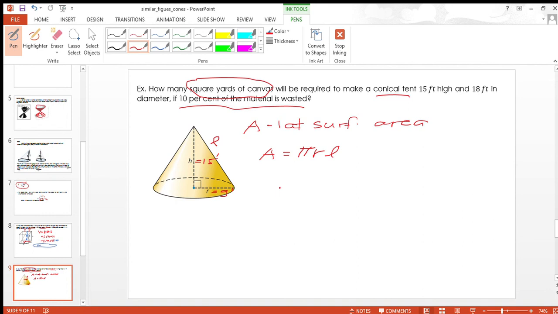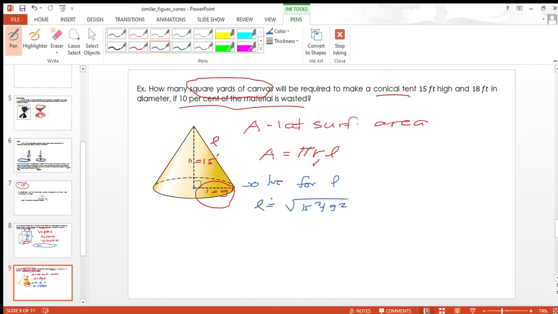So meaning, what is missing in the problem? We already have R. R is 9, but we don't have L yet. So solving now for L, where do we solve for L? Okay, solve for L. We get L from this right triangle by the Pythagorean theorem. L will be the square root of 15 squared plus 9 squared. That will now be your L, coming from this right triangle here.